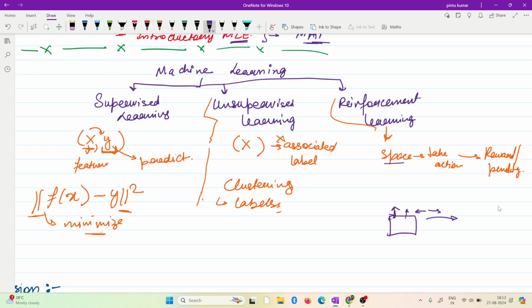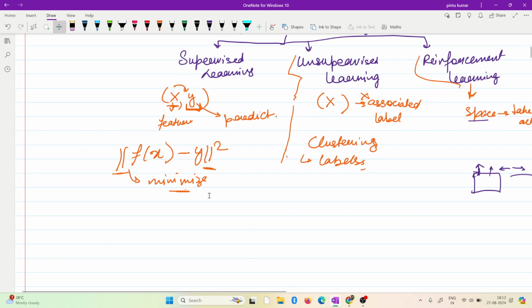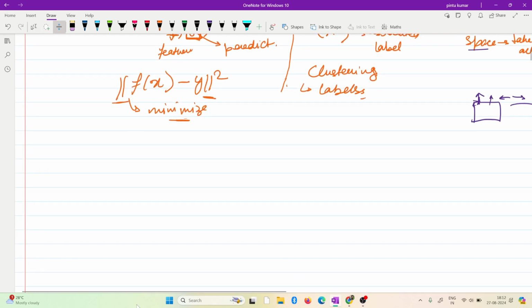Reward would be that it is going smoothly. Penalty would be that it has hit some object. So the objective of this kind of methods is that you have to minimize your penalty or maximize your reward. This is the broad area of machine learning methods, the kind of methods that the machine learning community deals with. Most of the applications that you see being solved using machine learning can more or less be fitted into one of these three categories.